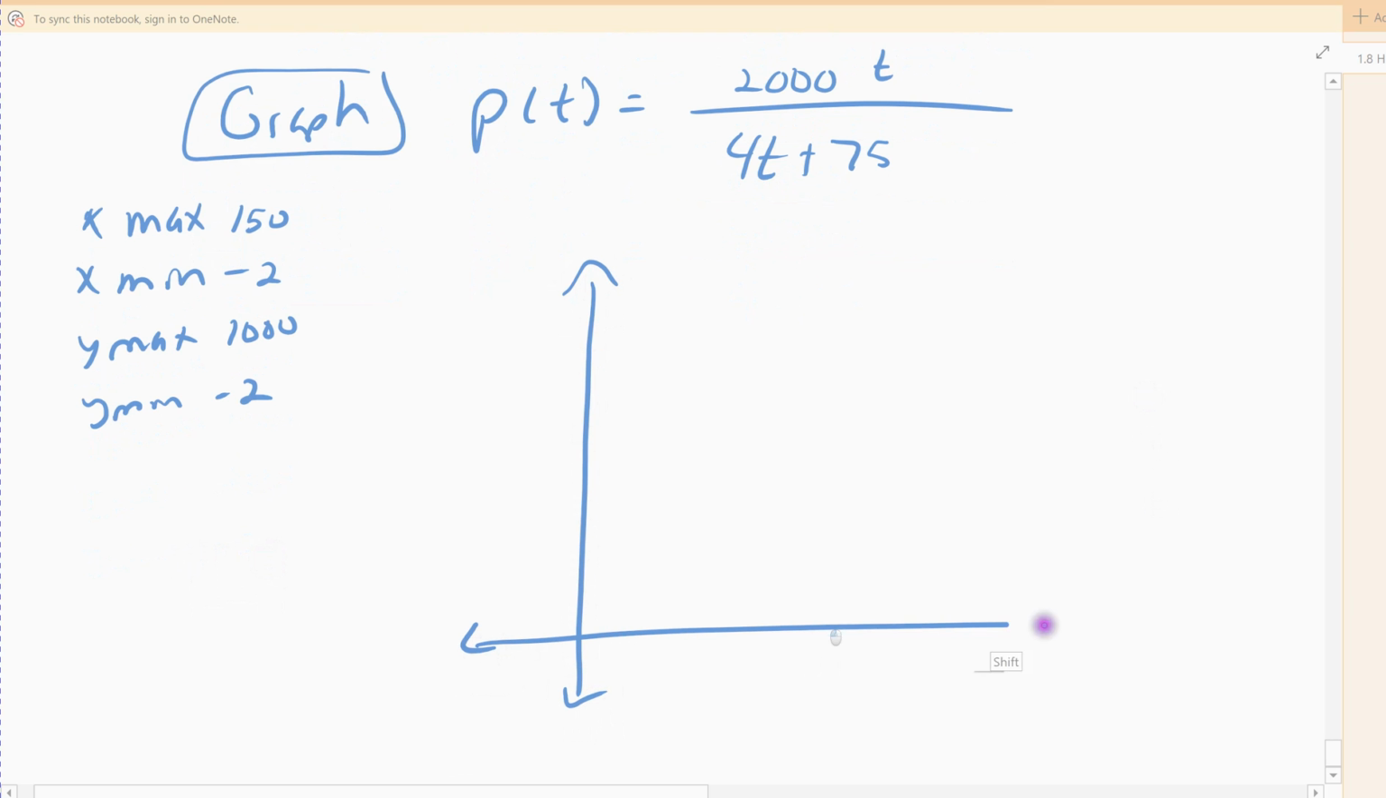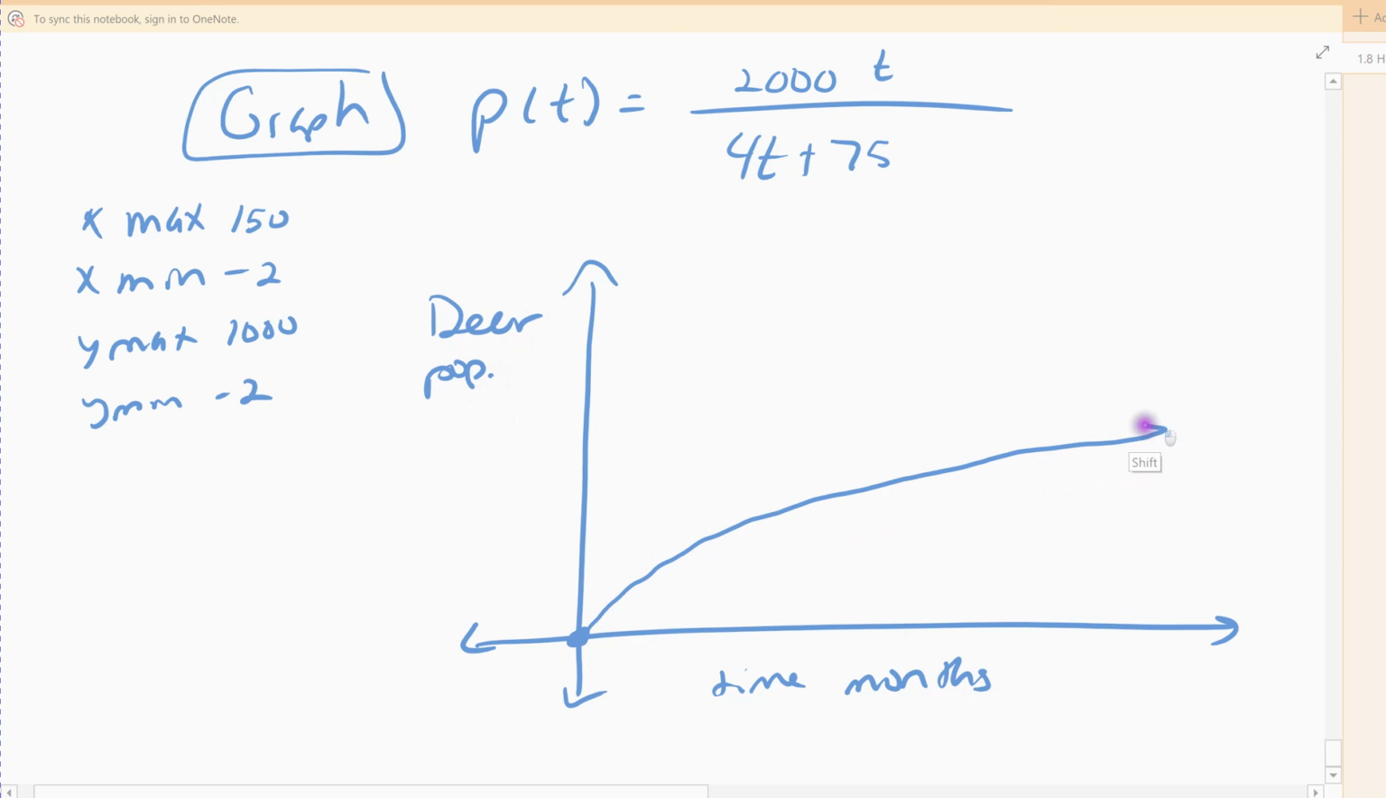All right, so my x value is my time in months. This is my deer in my population. All right, starts off, if you plug 0 in, you get 0 out, right? If you plug 0 in, that zeroes away. And then it's got a slight curve to it. All right, so it's curved like this. There's my population of deer.